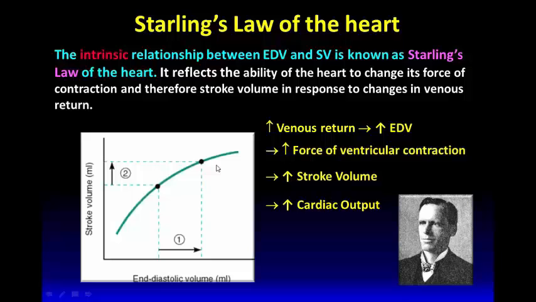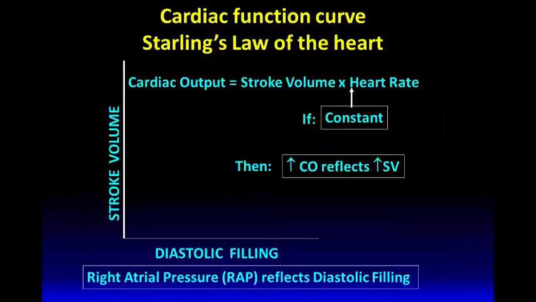And this curve, which shows this intrinsic relationship between the end-diastolic volume and the stroke volume, with the end-diastolic volume on the x-axis and the stroke volume on the y-axis, is known as Starling's curve of the heart, or is known as the cardiac function curve. There are other versions of the cardiac function curve which we will describe during these two lectures.